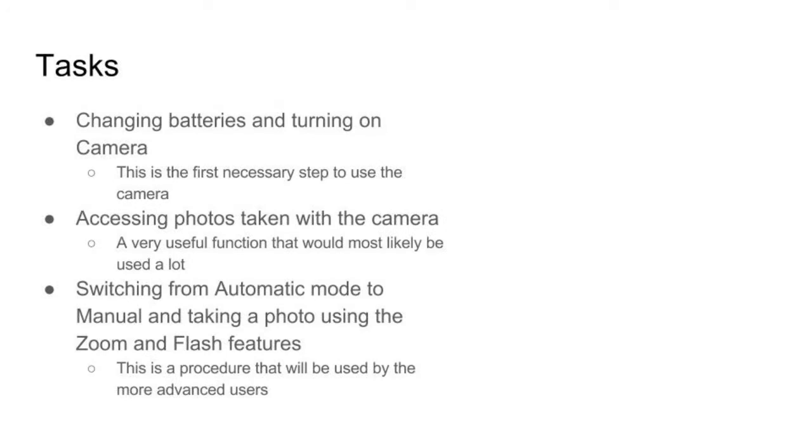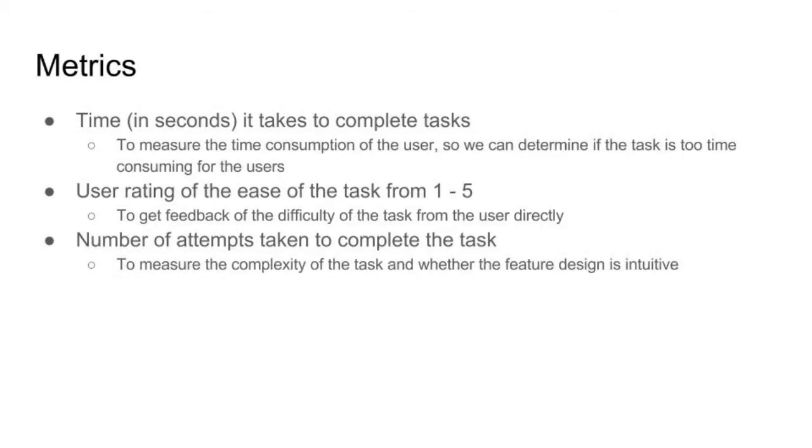We set 3 tasks for the volunteers. The first one is changing the battery and turning on the camera. The second one is accessing photos taken with the camera. And the third one is switching from automatic mode to manual and taking a picture using the zoom and flash features.